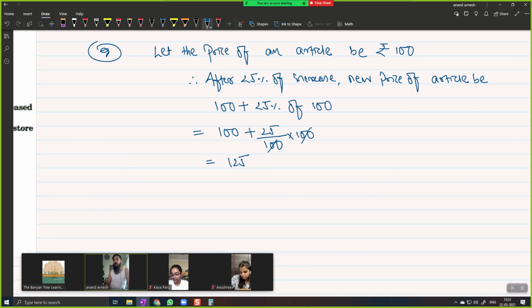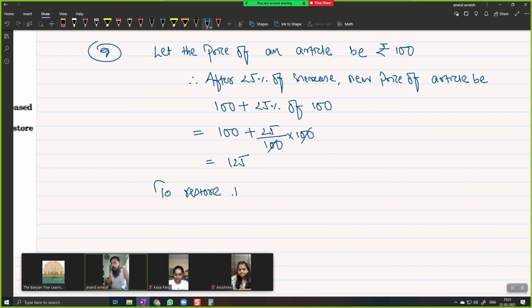Now I want to decrease it by some percent and make it again equal to the original value. So to restore, please write the statements very properly. If you don't write the statements properly, that means you have not set it properly in your mind, how you are going to solve. It's very important to write the statements.